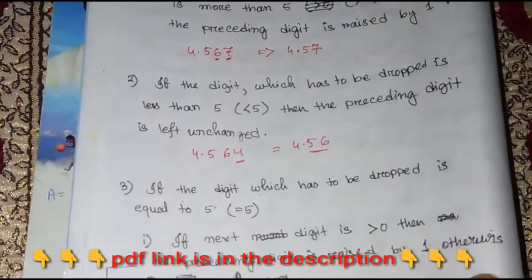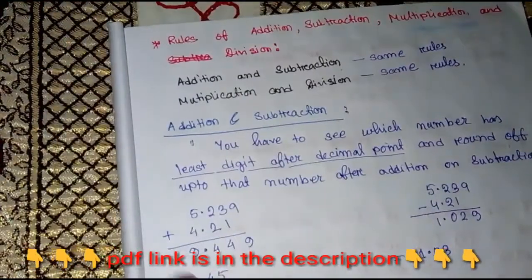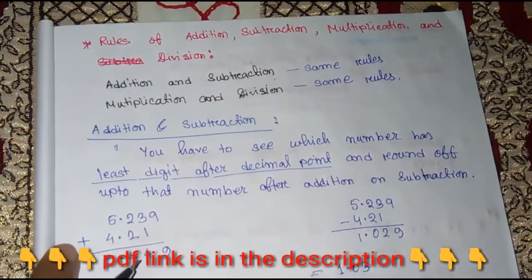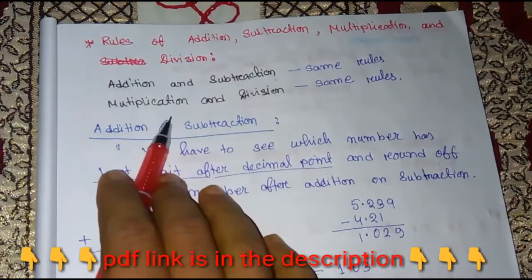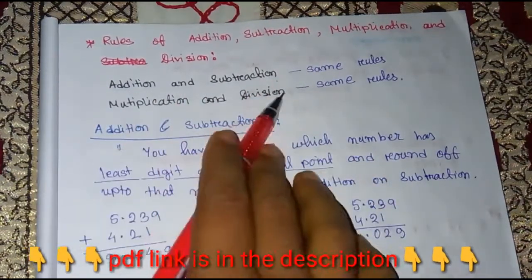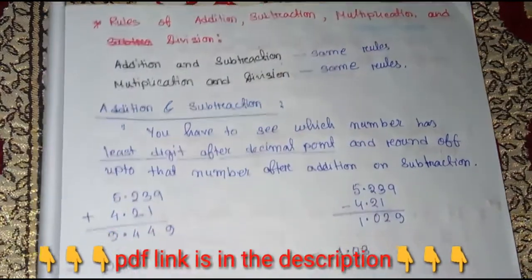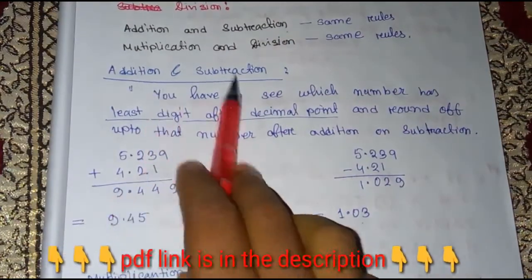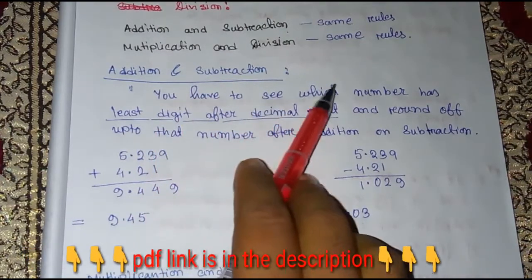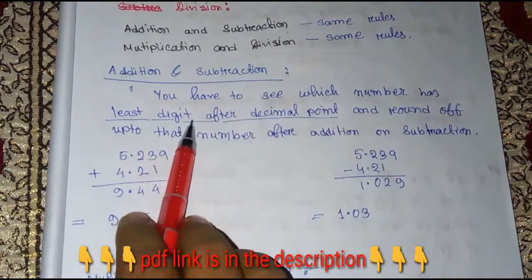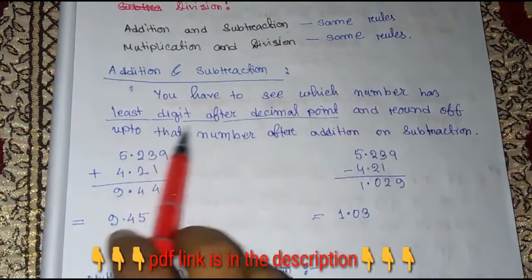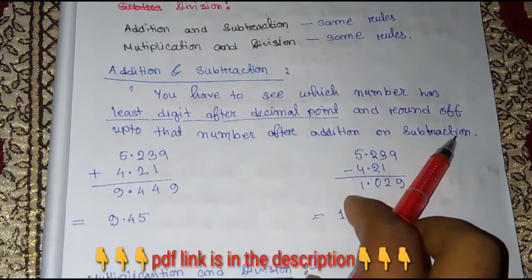So write down these formulas in your copy, and let's see the rules of addition, subtraction, multiplication, and division of significant numbers. The addition and subtraction rules are the same, and the multiplication and division rules are the same. Let's see first the formula for addition and subtraction. Here it is written that you have to find which number has the least digits after the decimal point, and round off up to that number after addition or subtraction.